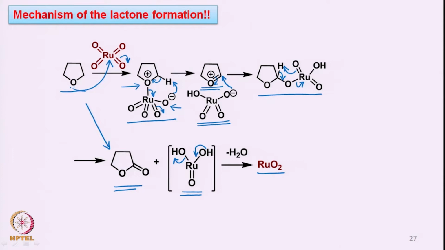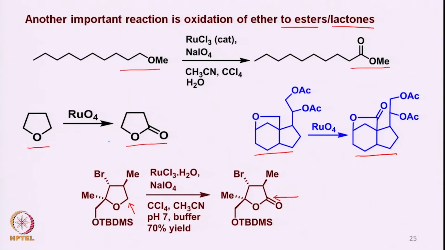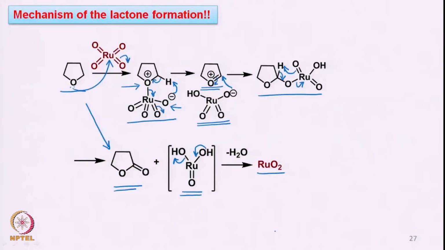I can show once again. Those examples are here. For example, you have this substrate of this kind going to the corresponding lactone, and of this type to the corresponding lactone. Therefore, this is a very useful conversion of ethers to the corresponding oxidized esters or lactones, depending on whether it is an acyclic or cyclic ether.